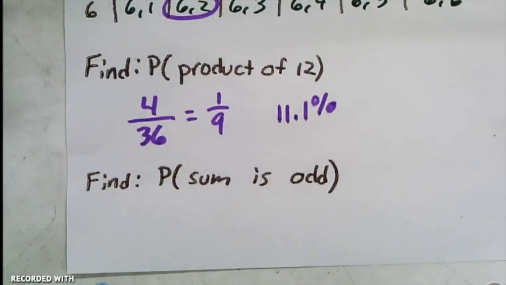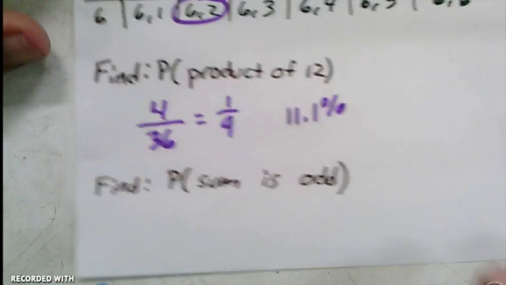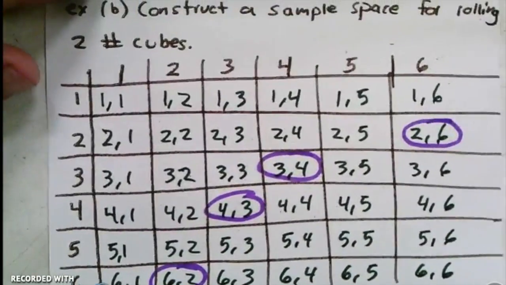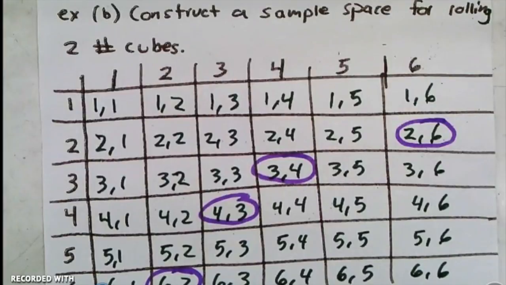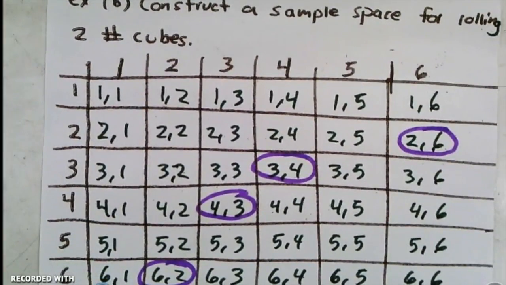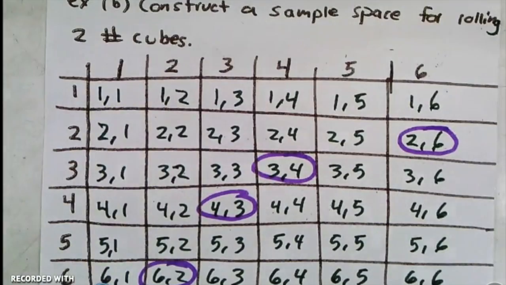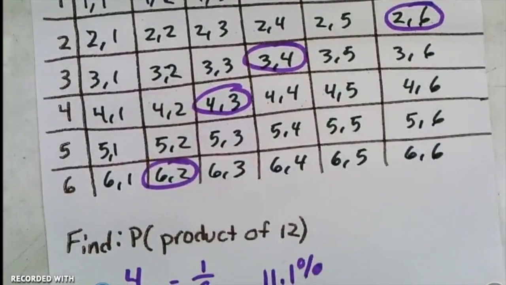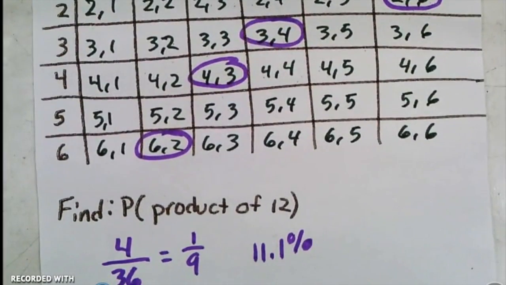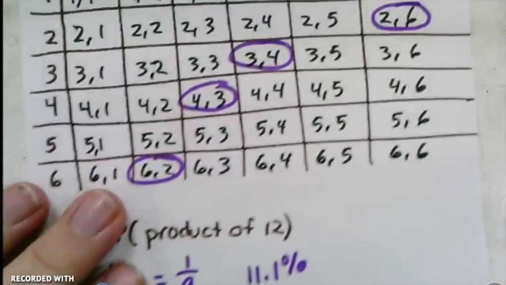All right, next one. Find the probability that the sum is odd. Okay, so let's look back here. And I want you guys to try and do this one on your own. So you're going to add them up and figure out whether or not they're odd or even. Circle them with a different color if they are odd, and then put it into a fraction or a percent. And you might figure out a pattern that speeds this up a little, and that's okay.